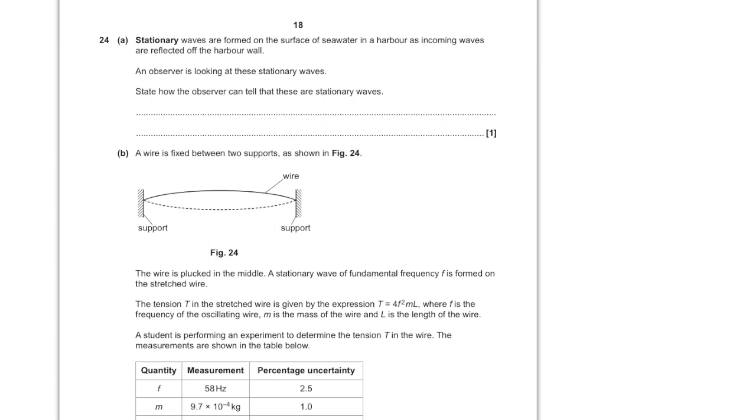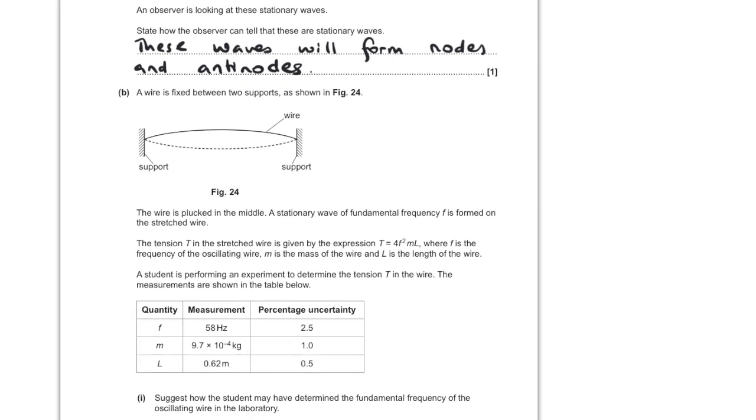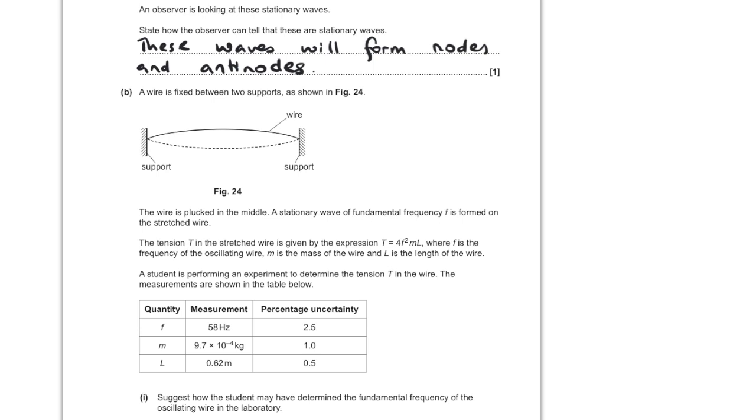Okay, so these waves will form nodes and antinodes, or the appearance of nodes and antinodes will enable the observer to determine that these are stationary waves indeed. Now for part B, we are given that a wire is fixed between two supports like so, the wire is plucked in the middle and a stationary wave is formed, that of fundamental frequency.